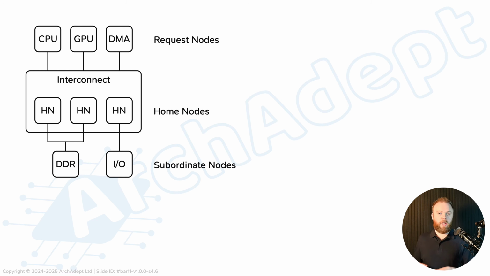Now, when a request node wants to access a particular subordinate node, whether that be in DDR space or in I/O space, that request node cannot simply access the target node directly. Instead, the request node must first send a request to the corresponding home node.